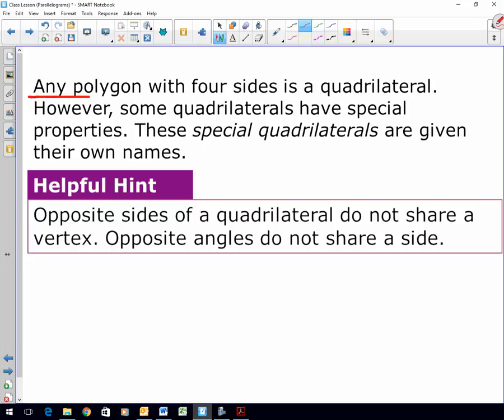Any polygon with 4 sides is a quadrilateral. You need to write that down. A 4-sided polygon. Don't text her and don't text him and talk about it. Write it down. Any polygon with 4 sides is a quadrilateral.